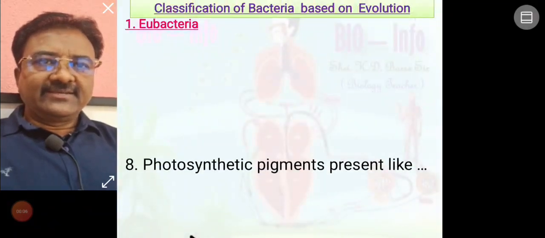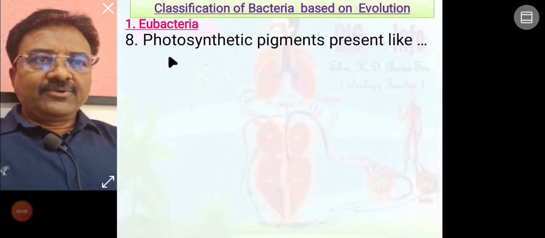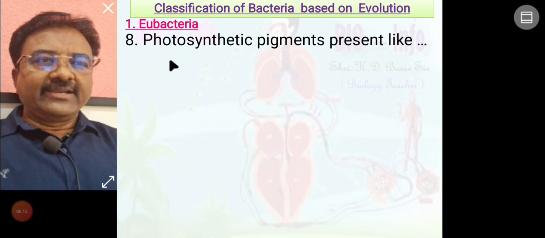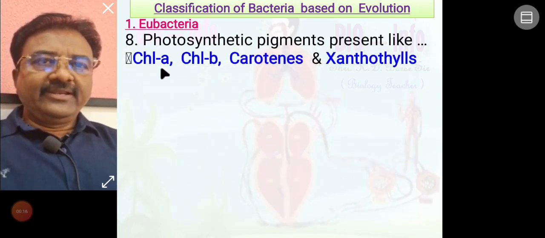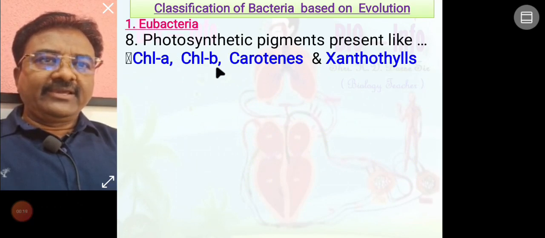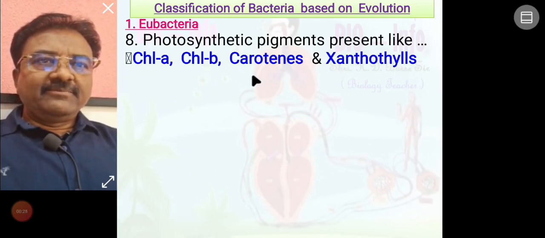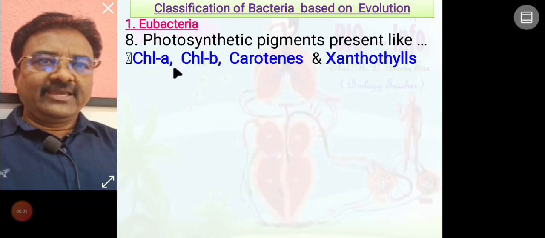Next characteristic feature, photosynthetic pigments are present in eubacteria, photosynthetic bacteria like chlorophyll A, chlorophyll B, carotene and xanthophylls. What are the different photosynthetic pigments present in photosynthetic eubacteria? Always remember chlorophyll A, chlorophyll B, carotenes and xanthophylls.